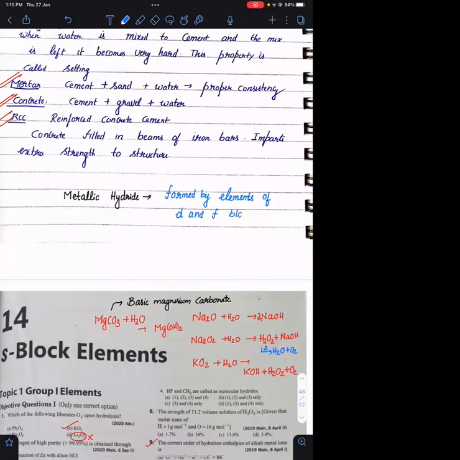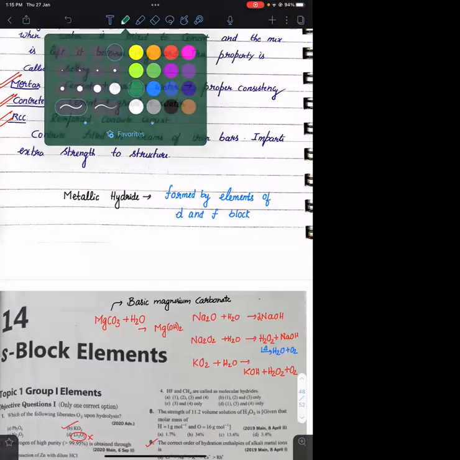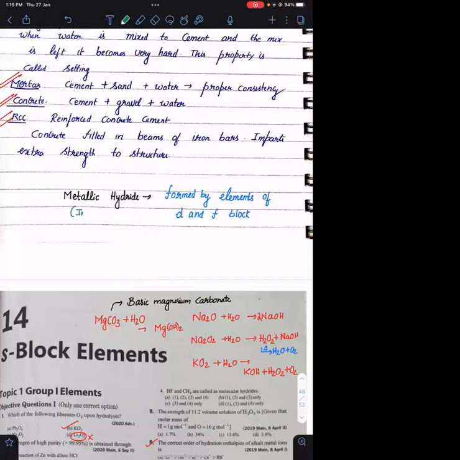Okay. And ये जो metallic hydrides हैं, they are also called interstitial hydrides. We will understand all these things again in the chapter of hydrogen and its compounds. This question is part of hydrogen. यही information बाद में भी पढ़ेंगे, but अभी के लिए याद रखना, तब revision जैसा होगा. Metallic hydrides or interstitial hydrides are formed by elements of D and F block.